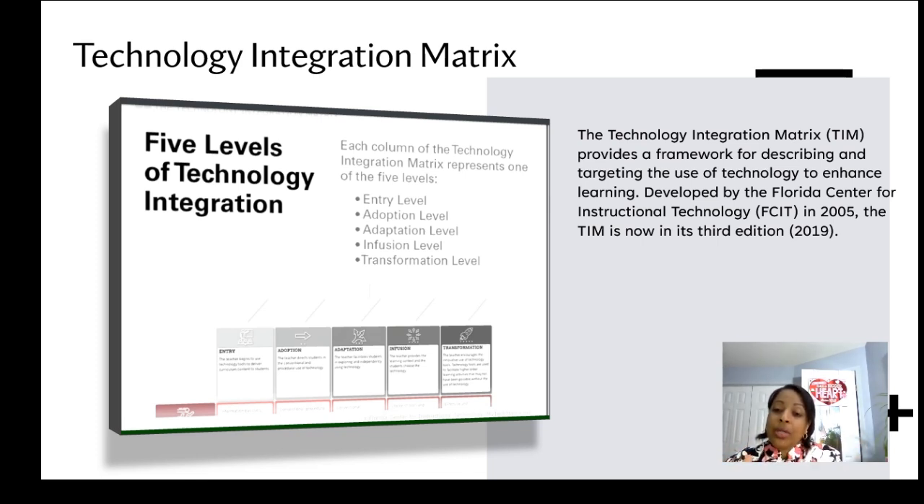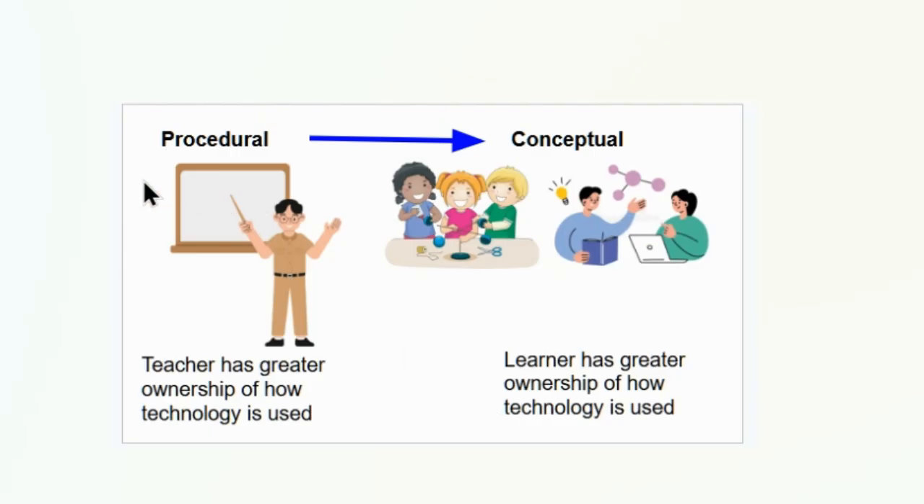So as learners move from entry level through the 5 stages to transformational, the ownership of learning is shifting. It's going from the teacher having ownership of learning, where students are given step-by-step instruction on how to use technology, to the learners having the ownership of learning, where they're being innovative and creative with how they're using the technology. So we're going from procedural understanding to conceptual understanding.